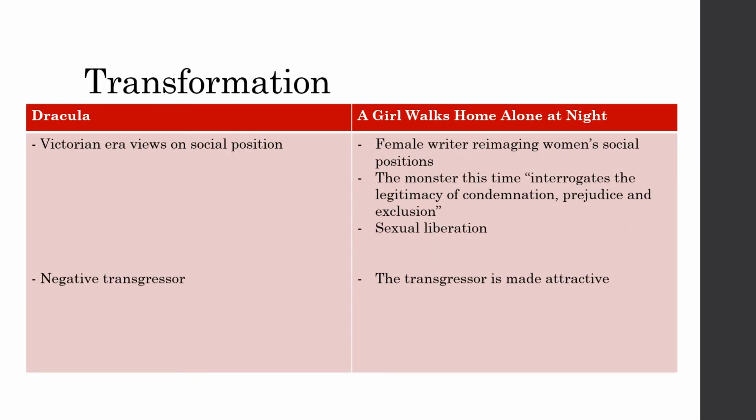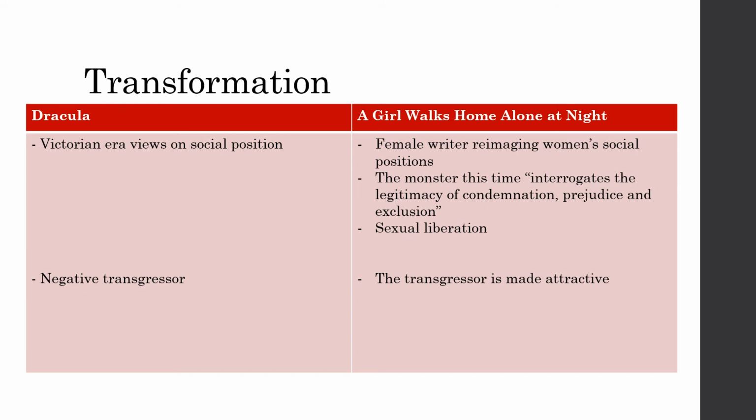Finally, transformation is also relevant to the two pieces. Stoker's work is arguably very colonial, where Amirpour's is post-colonial and postmodern. Thus far in this presentation, we have seen that Dracula has extremely Victorian-era views. The transgressor, in this case Count Dracula, is extremely negative. In contrast, though, A Girl Walks Home Alone at Night has made the transgressor, the girl, attractive, as she is an empowered female vigilante that provides justice for those positioned as the other.